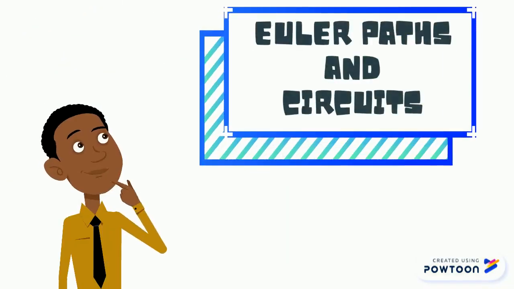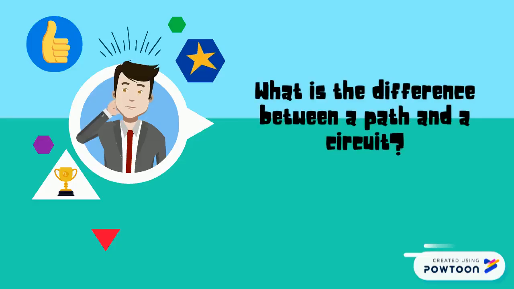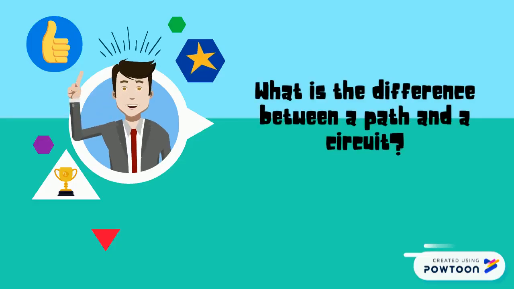Euler paths and circuits. A Euler path starts and ends at different vertices. A Euler circuit starts and ends at the same vertex. What is the difference between a path and a circuit?